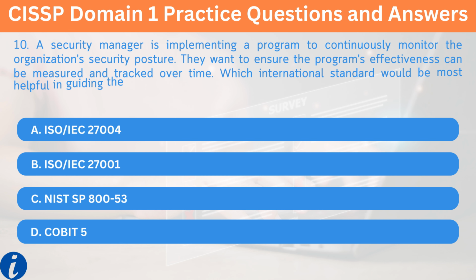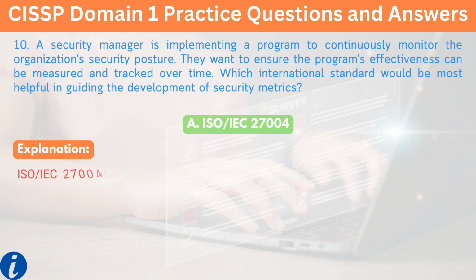10. A security manager is implementing a program to continuously monitor the organization's security posture. They want to ensure the program's effectiveness can be measured and tracked over time. Which international standard would be most helpful in guiding the development of security metrics? A. ISO/IEC 27004. B. ISO/IEC 27001. C. NIST SP 800-53. D. COBIT 5. The correct answer is A.